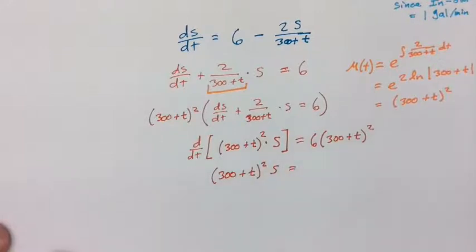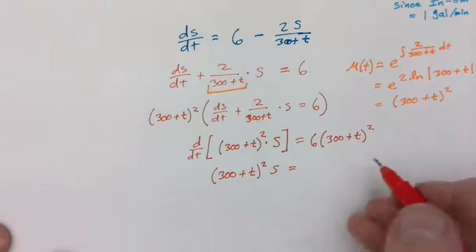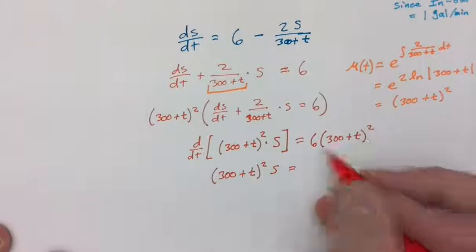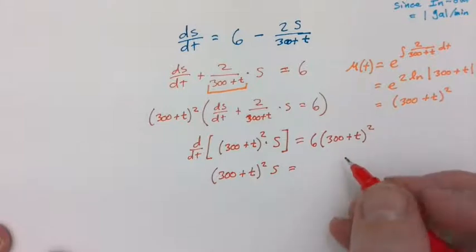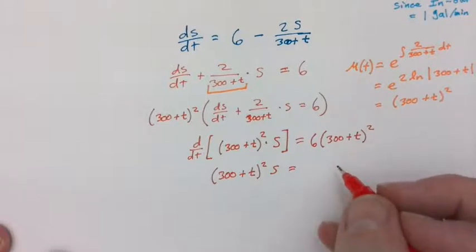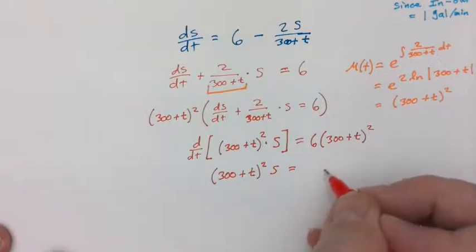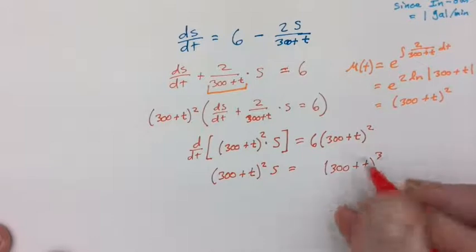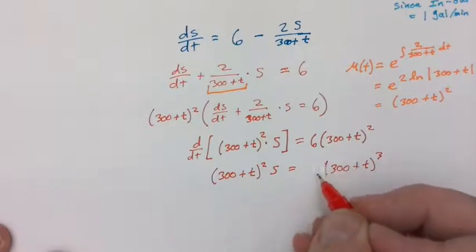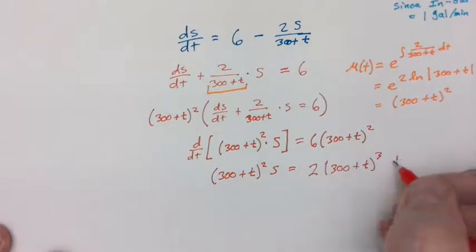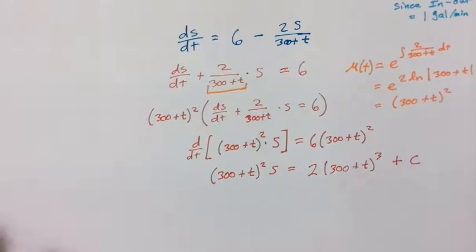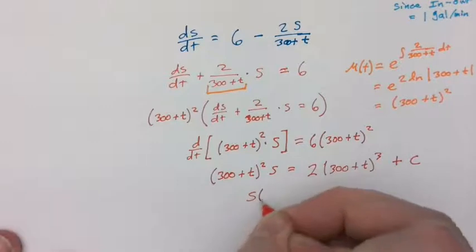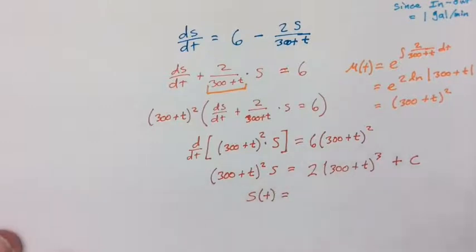on this side we're integrating with respect to t, which is not a terribly difficult integral. It's just a power rule, a little quick u substitution. You'll convince yourself that the new power is (300 plus t) to the power 3, and because that becomes 3, the thing out front is going to be 2, and we have plus a constant. Do a quick division to wind up with our function for s of t, our general solution.